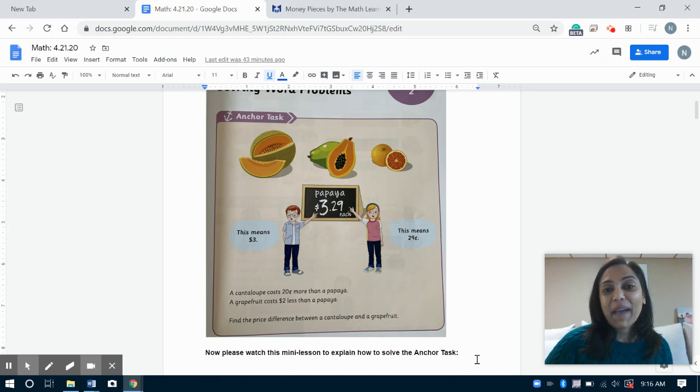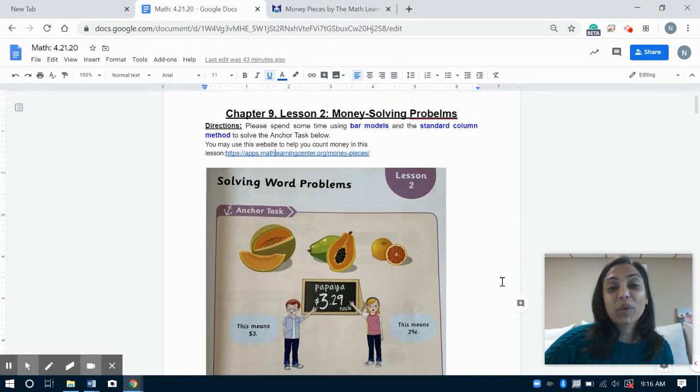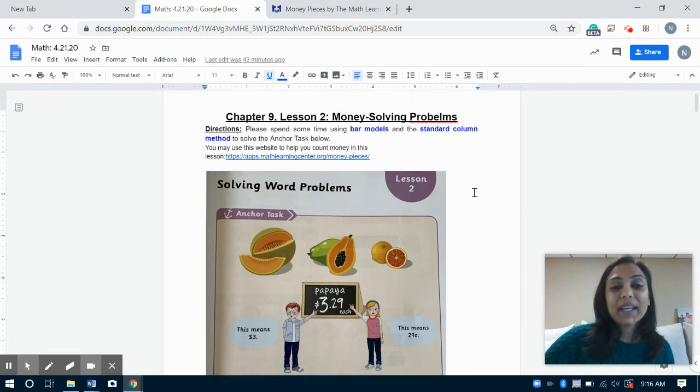Hi, friends. Today's math lesson has to do with money again, and this time we're going to be solving word problems. Before we get started, I just want to let you know that for this lesson, we're going to be using bar models, and we're going to be using the standard column method.